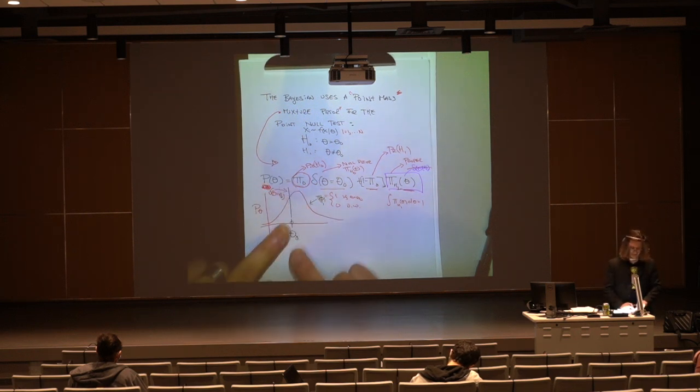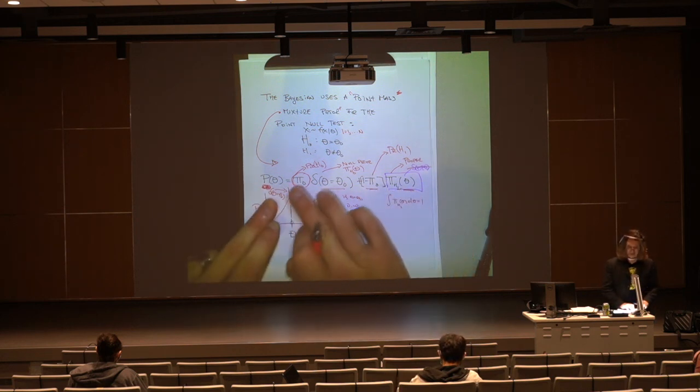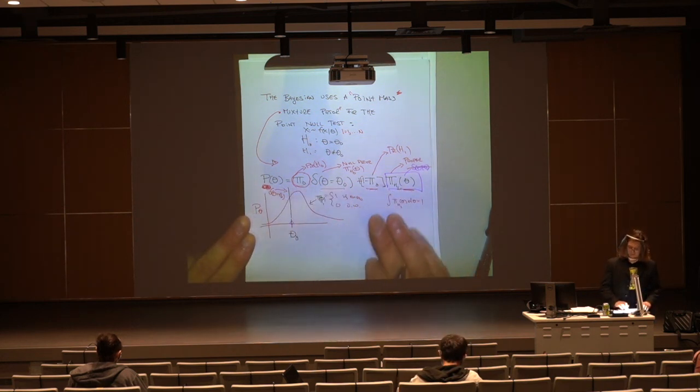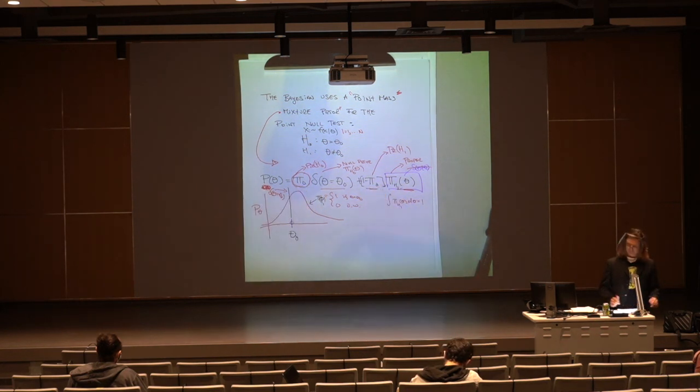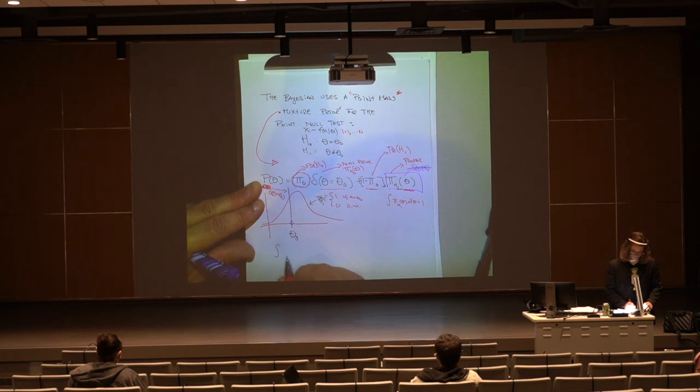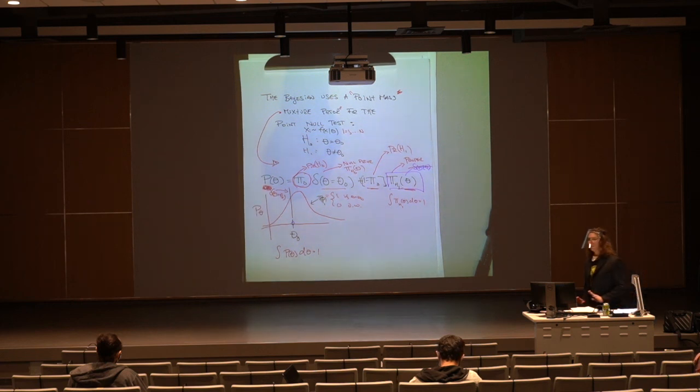Okay, so this is the idea. I place some amount of mass on pi naught, and then I diffuse mass over the alternative space, and I place some amount of mass on that. These are going to sum to 1. So this is a positive number, this is positive. So you'll notice that this integrates to 1. So that's a proper prior.